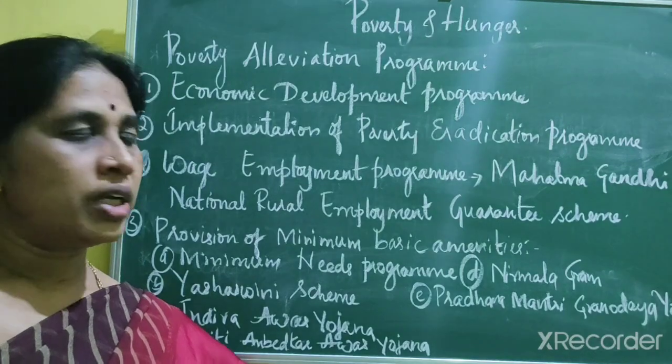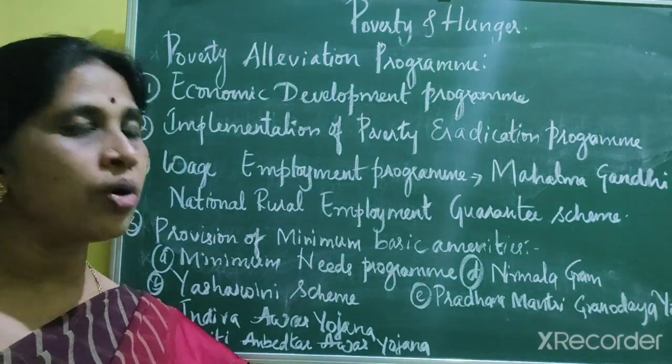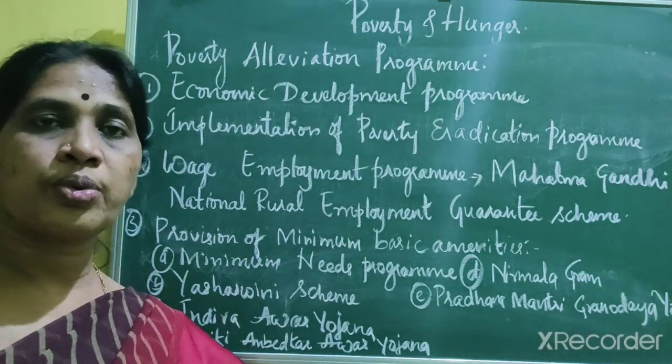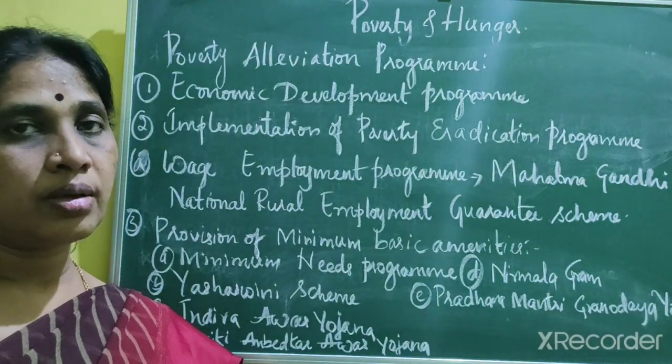So in this manner, the government is trying to bring the poor people above the poverty line through various programs, and as a result, the extent of poverty is gradually coming down.